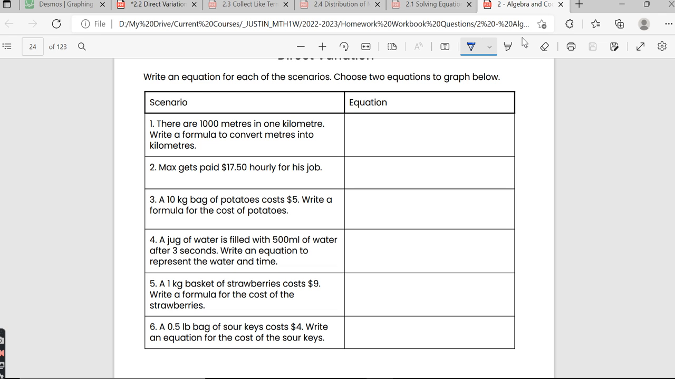So, for example, there are 1,000 meters in 1 kilometer. Write a formula to convert meters into kilometers. So if we know that 1 kilometer is equal to 1,000 meters, right? So if I want to know how many kilometers there are, I'm going to let y represent the number of kilometers, and I'm going to let x represent the number of meters, then our equation is just simply y equals 1,000 times x.